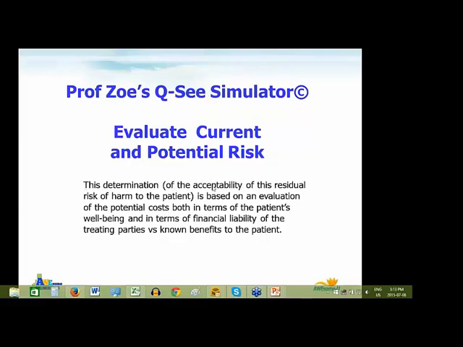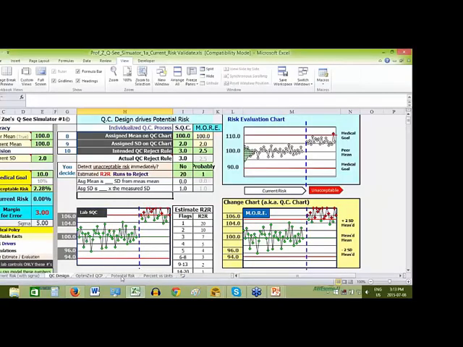Remember, the determination of the acceptability of residual risk of harm to the patient is based on an evaluation of the potential costs, both in terms of the patient's well-being and in terms of financial liability to the treating parties, versus known benefits to the patient. So let's come over here.